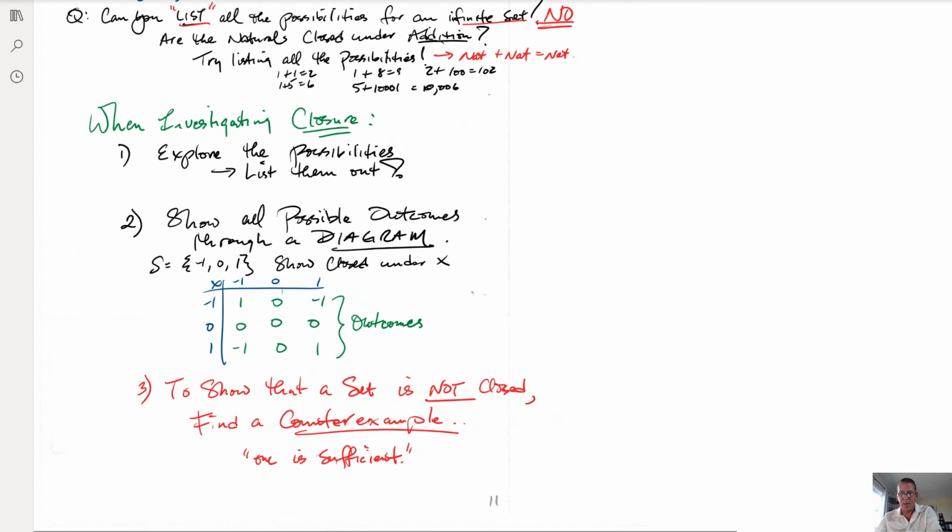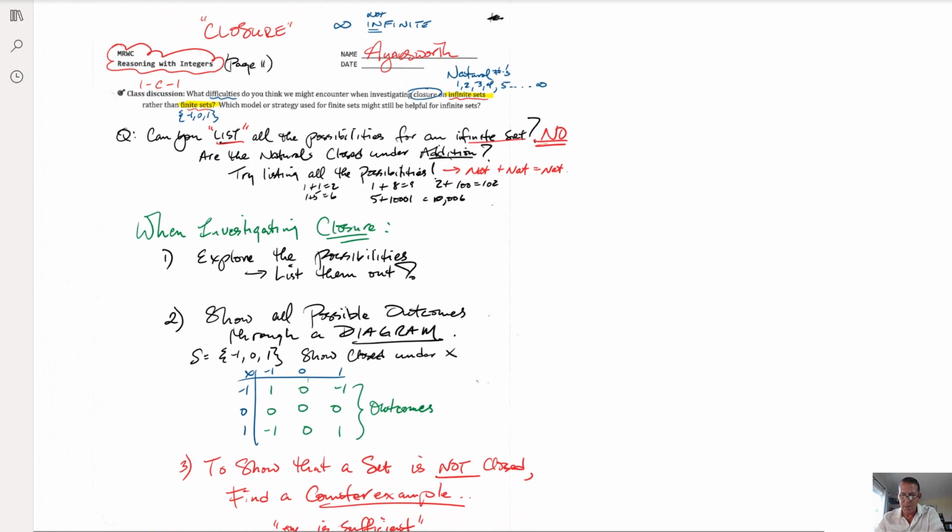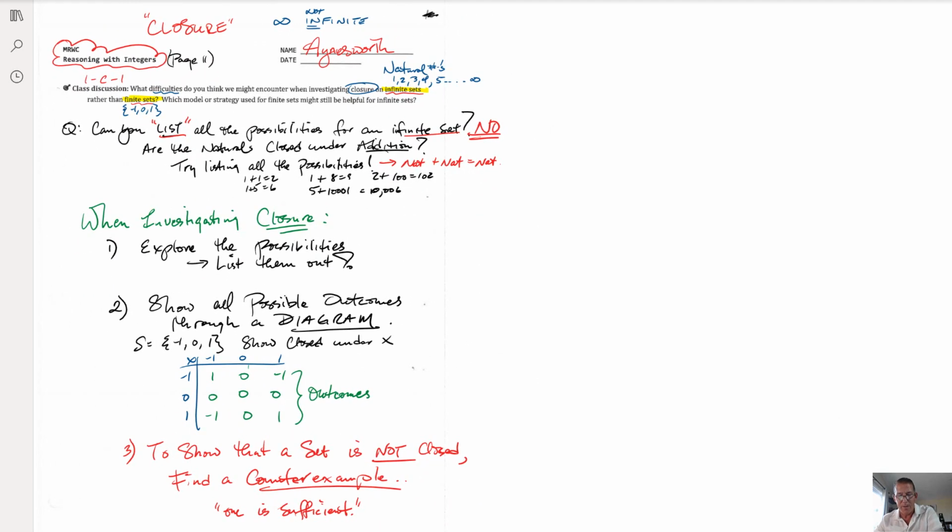So let's take a look at this here. In the prep we get for 1C1, we're going to jump to the infinite sets. Okay, we're going to go from finite to infinite, and to do that, we're going to have to get creative here. If a set is closed on an infinite set, you don't have the skills yet to prove it. We'll prove that later. However, if it's not closed, just find a counterexample, an example to show that it's not true, and it's only needed to show one.